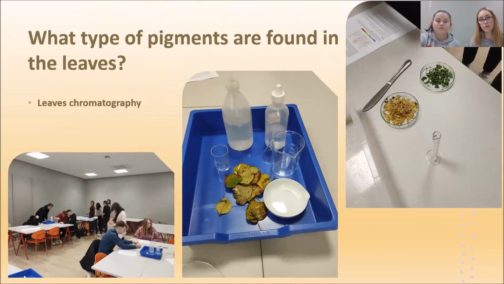So we decided to use chromatography to investigate what pigments are found in green leaves of small-leaved lime and birch, and then yellow leaves of the small-leaved lime and the birch. Of course, to do that, we first had to know what chromatography actually is. So chromatography is a procedure used to separate and identify substances within a mixture.